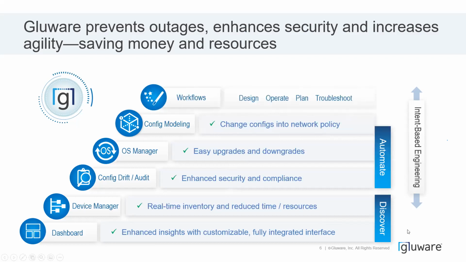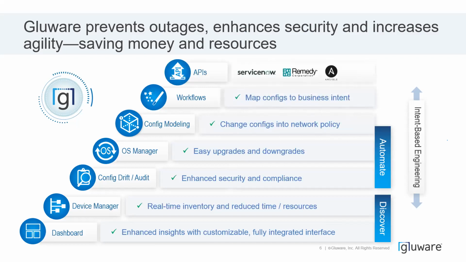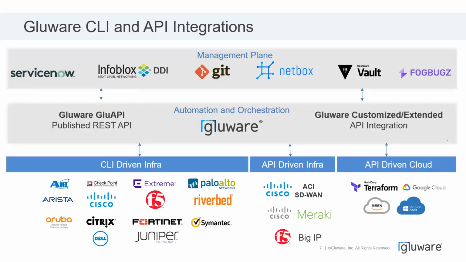And then workflows are more when you're automating end-to-end tasks and processes. So there's numerous good examples of that. And then finally, you tend to get into API integration. So you want to integrate with ServiceNow as an ITSM or Remedy, or maybe you want to integrate with something like Ansible. We have connectors that Ansible can call and trigger things like an audit in Gluware.